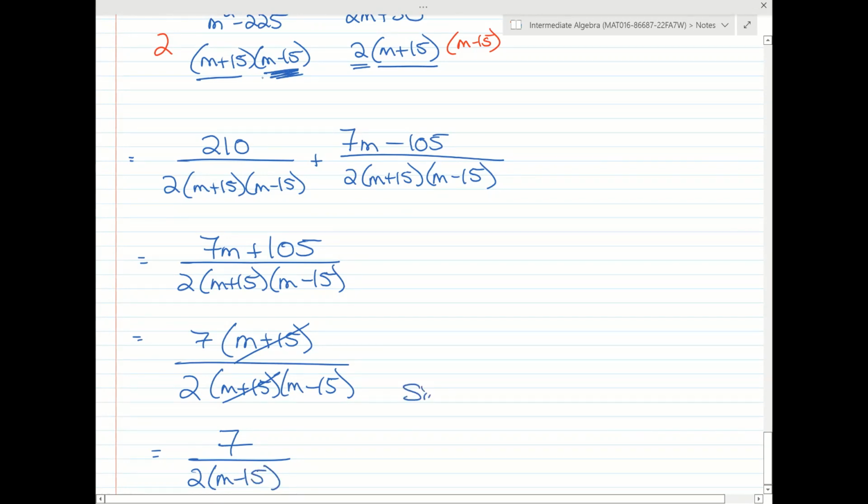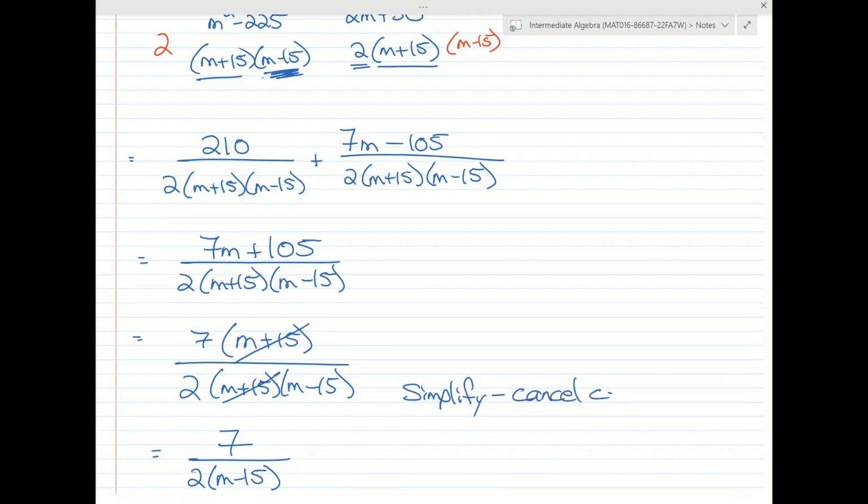When we say simplified, what that means is cancel common factors and combine like terms. That's what simplified means. What factor means, that means to write as a product.